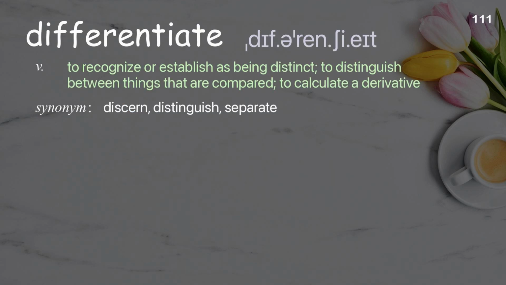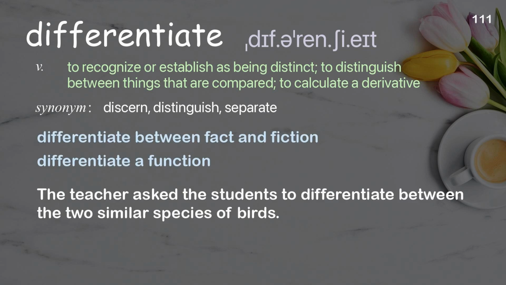Differentiate: to recognize or establish as being distinct, to distinguish between things that are compared, to calculate a derivative. Examples: Differentiate between fact and fiction. Differentiate a function. The teacher asked the students to differentiate between the 2 similar species of birds.